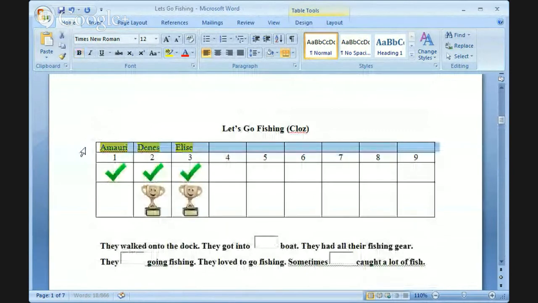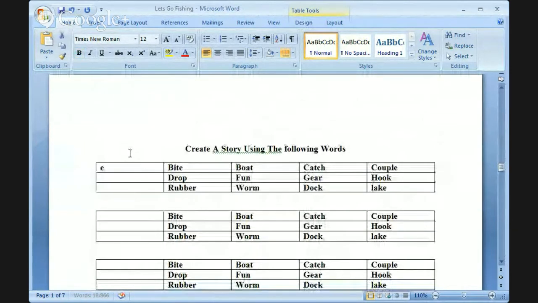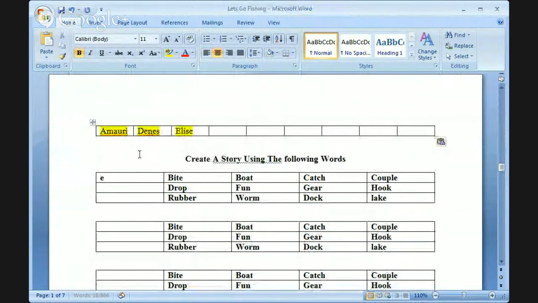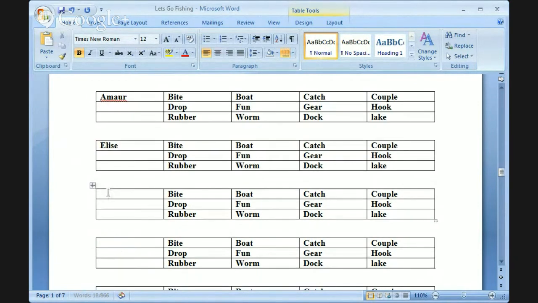One more, Control C. Okay, so we're going to go here, Control V. Dennis, we'll start with you first. Dennis, and Amari, and then we'll have Elise, and I'll do this one, Priscilla.